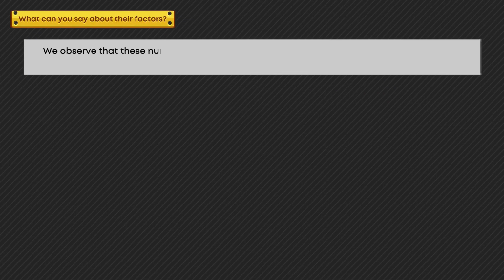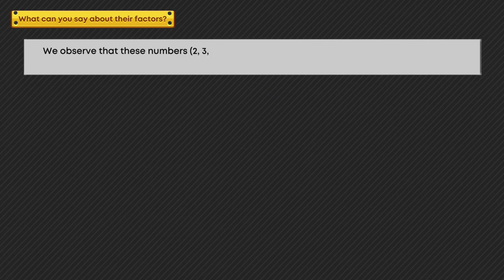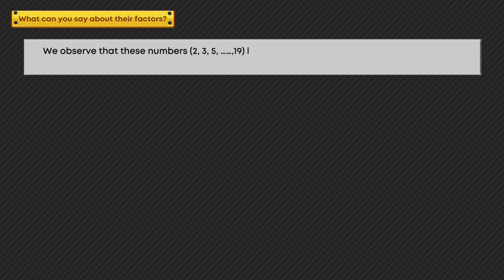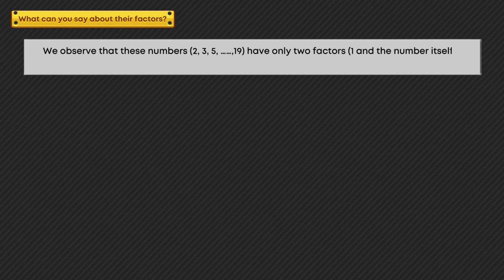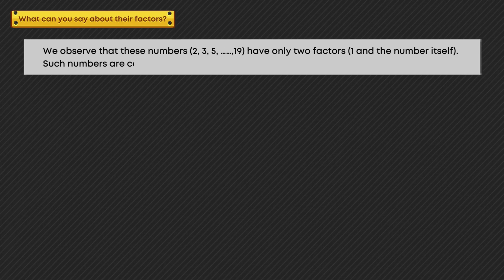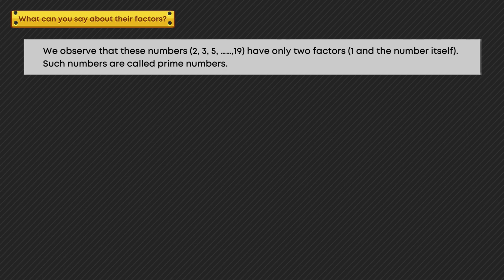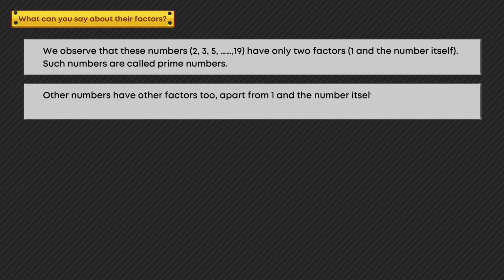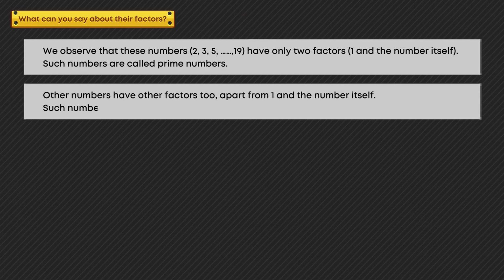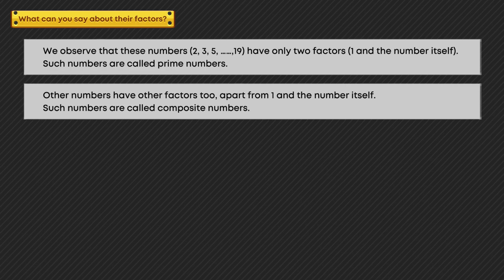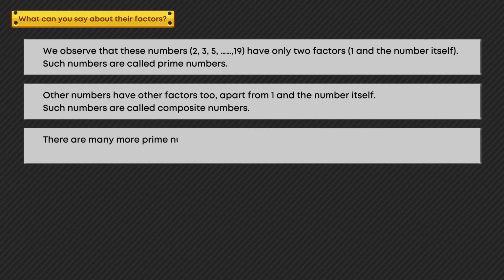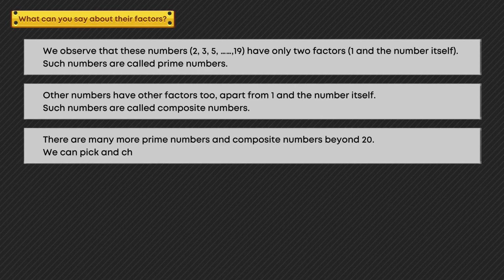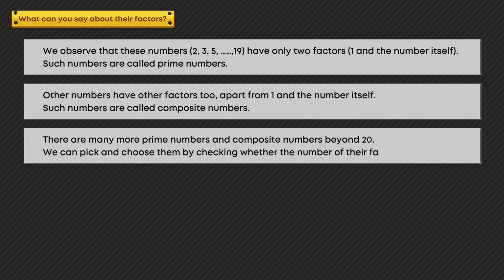We observe that these numbers 2, 3, 5, so on, 19, have only two factors, 1 and the number itself. Such numbers are called prime numbers. Other numbers have other factors too, apart from 1 and the number itself. Such numbers are called composite numbers. There are many more prime numbers and composite numbers beyond 20. We can pick and choose them by checking whether the number of their factors is 2 or more.